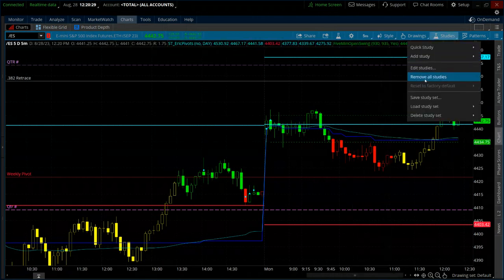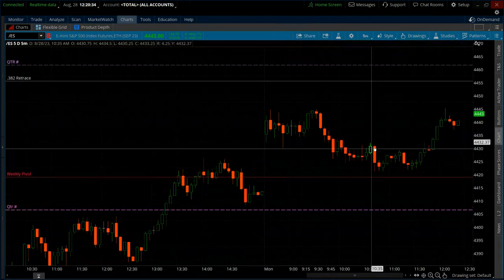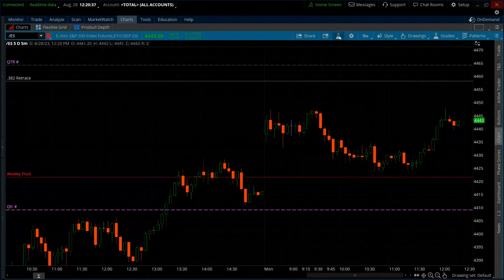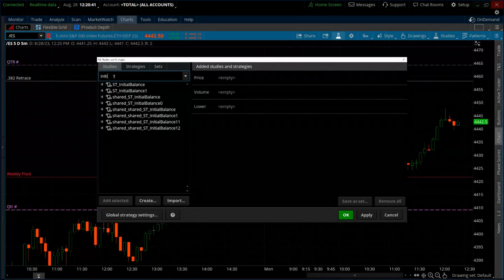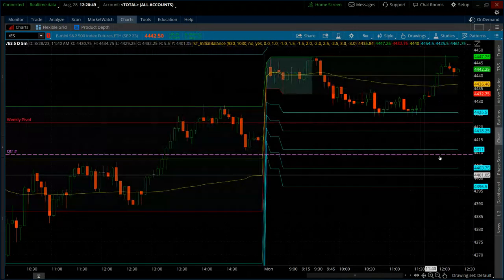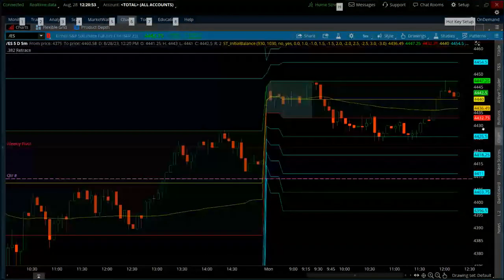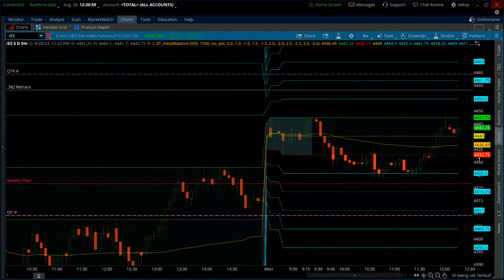We'll go back to studies. Now I can remove all studies, back to just a naked chart, and we're going to show how to build the initial balance chart, which is as simple as adding an indicator that, by the way, everybody at Simpler in any and all of the trade rooms is welcome to. All you have to do is join us in either the futures or the options room and say, hey, give me that initial balance chart, and I'll be happy to do that.